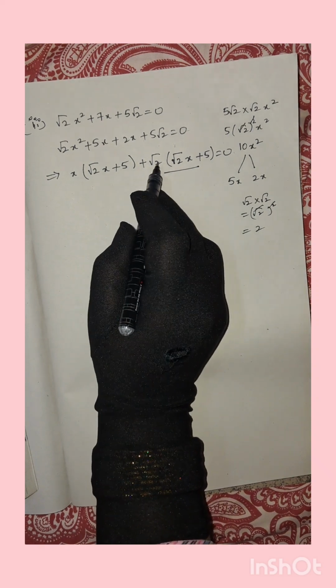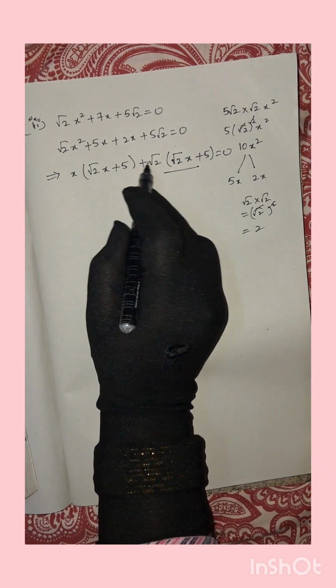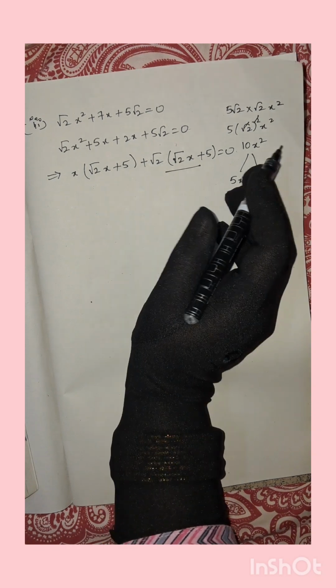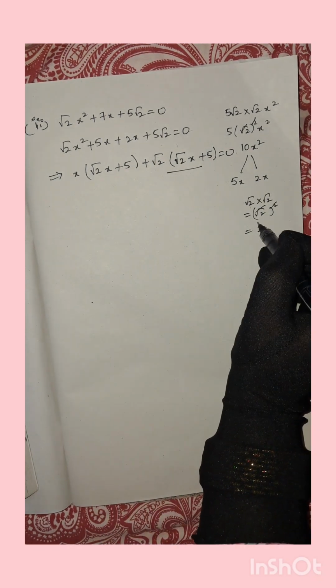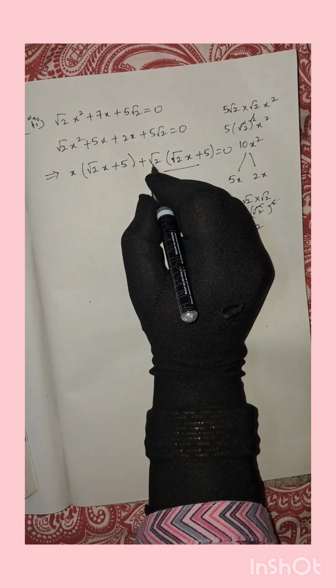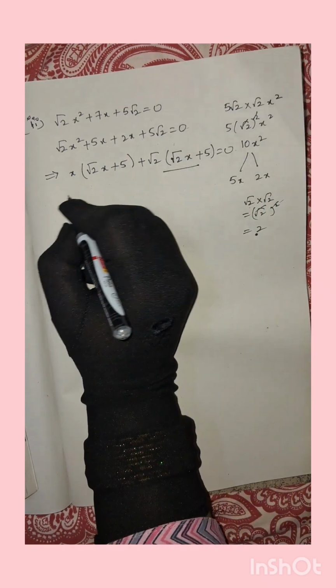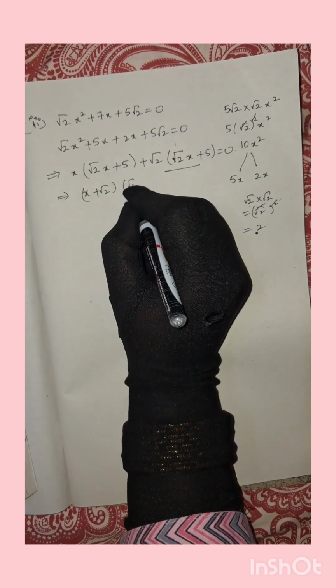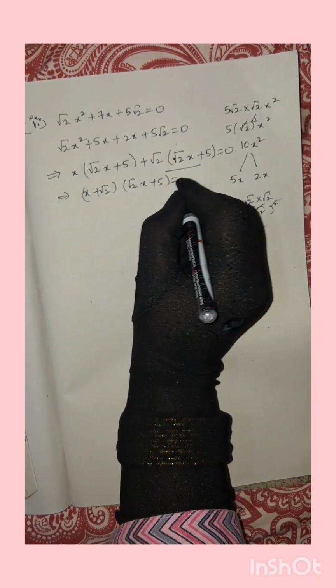Root 2 into root 2 is 2, right? Square root cancels, 2x. So same 2x or root 2 into root 2x is nothing but the same. Since root 2 into root 2 is root 2 whole square, square root cancels, we get anyhow 2. So that's why I wrote root 2 outside and root 2x inside. Okay, your factorization is x plus root 2 and root 2x plus 5 is equal to 0.